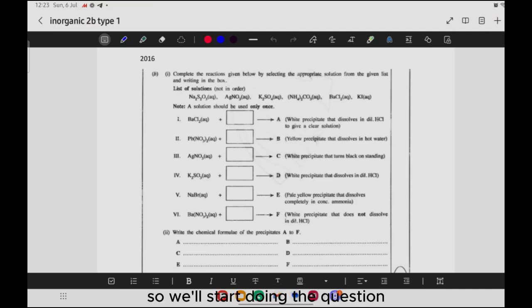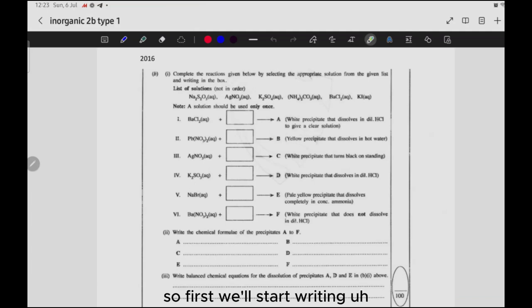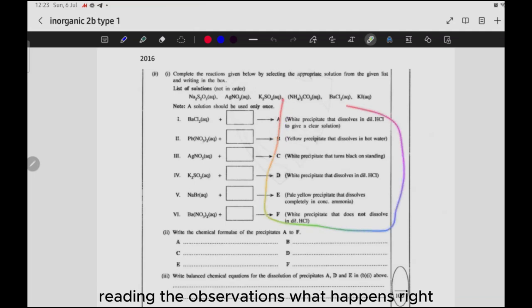So we'll start doing the question. Complete the reaction below by selecting the appropriate solution from the given list and write in the box. So first we'll start reading the observations, what happens.